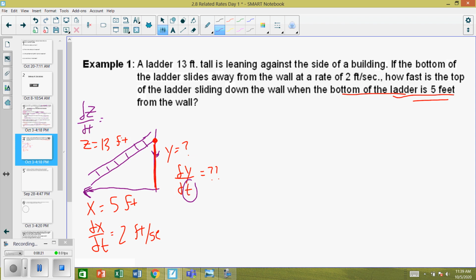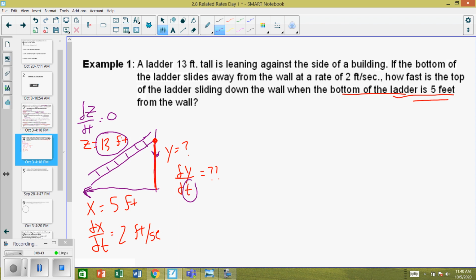I want you to think about that. The ladder is 13 feet. Is the length of the ladder ever changing? No. So thus, the rate at which z is changing is 0. It never changes. That is a constant. If we have a rate being 0, that means this z right here is a constant. It is not changing with respect to time t.